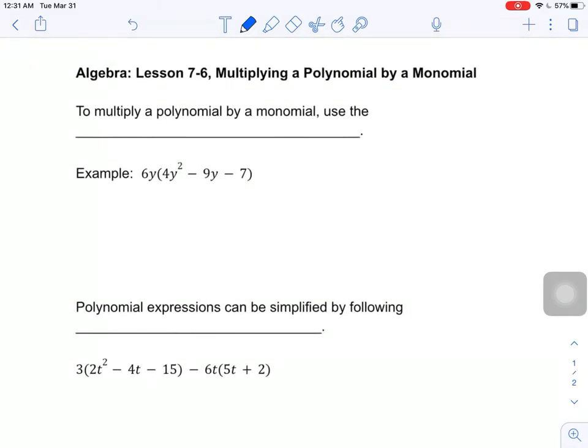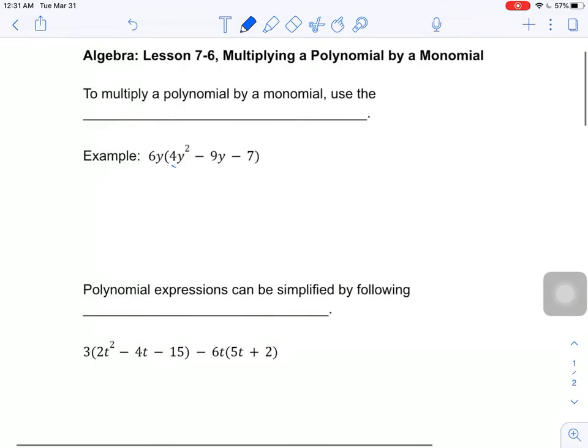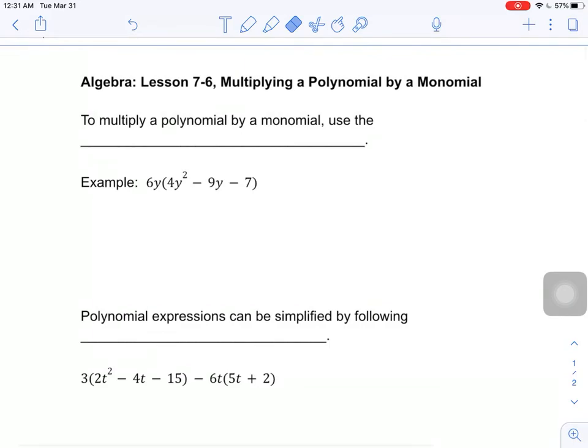So you can kind of see in this first example, when we get to it in just a second, there's our polynomial and there's our monomial that we're multiplying it by. Multiplying a polynomial by a monomial is actually not that bad. It basically is just a giant distributive property problem with a little bit of exponent rules thrown in. So to multiply a polynomial by a monomial, the trick is to use the distributive property.